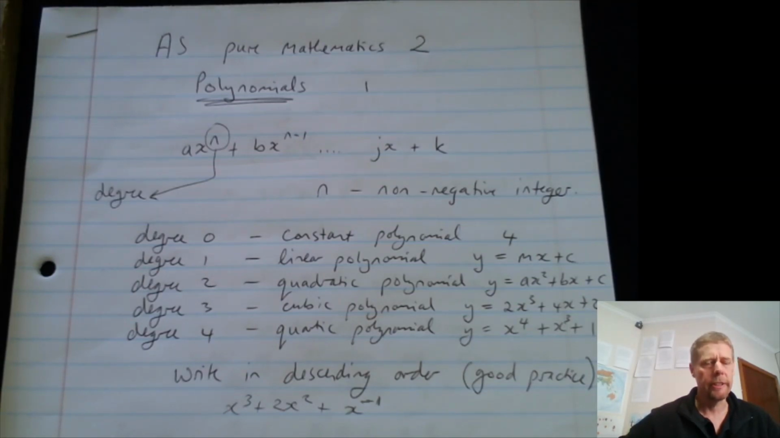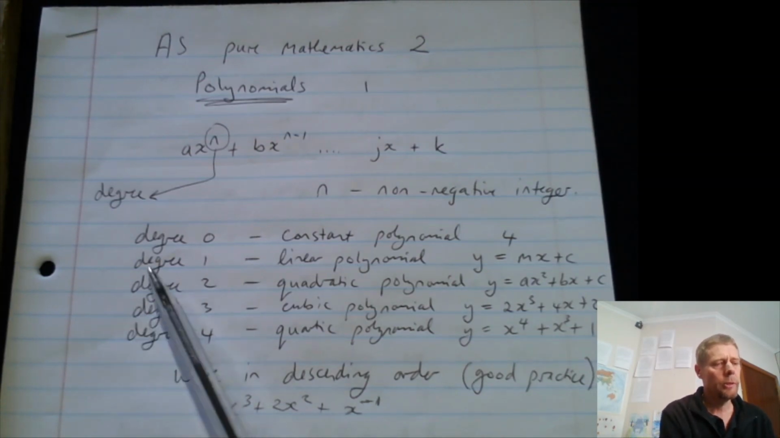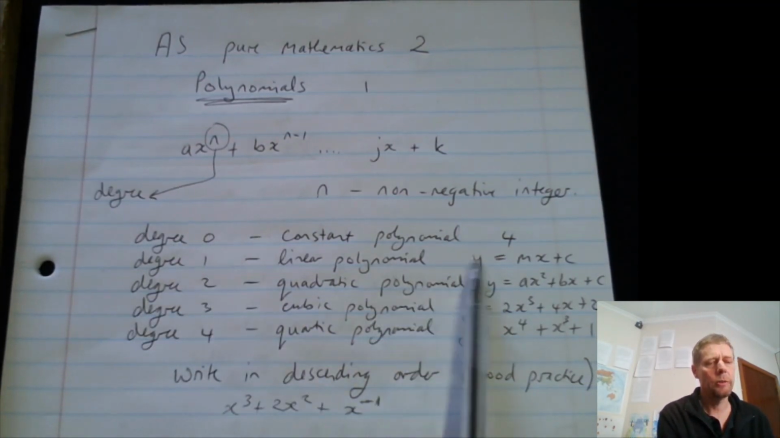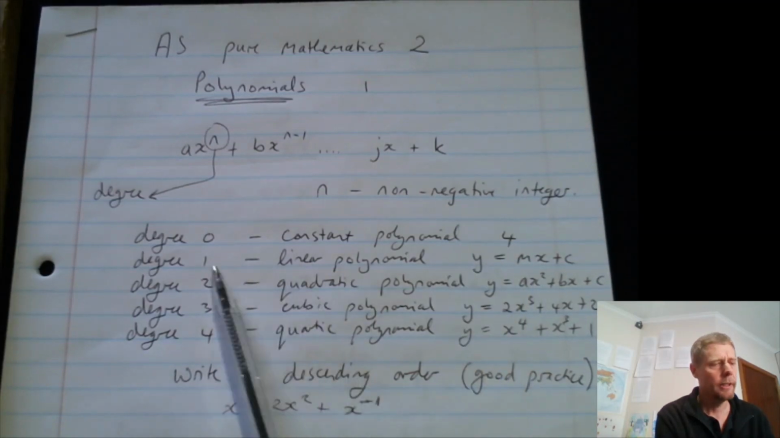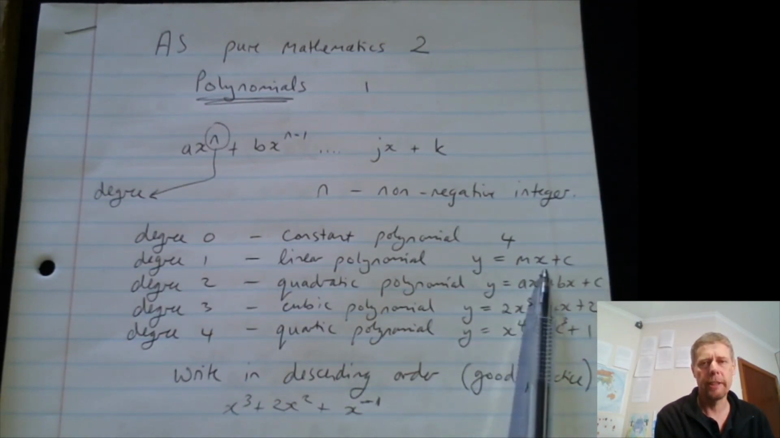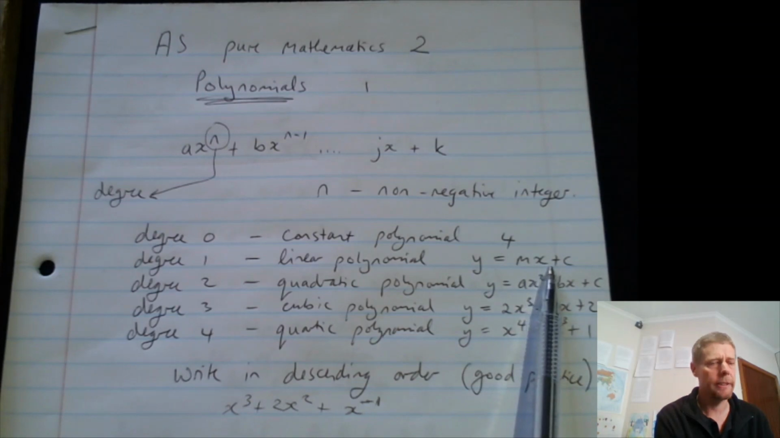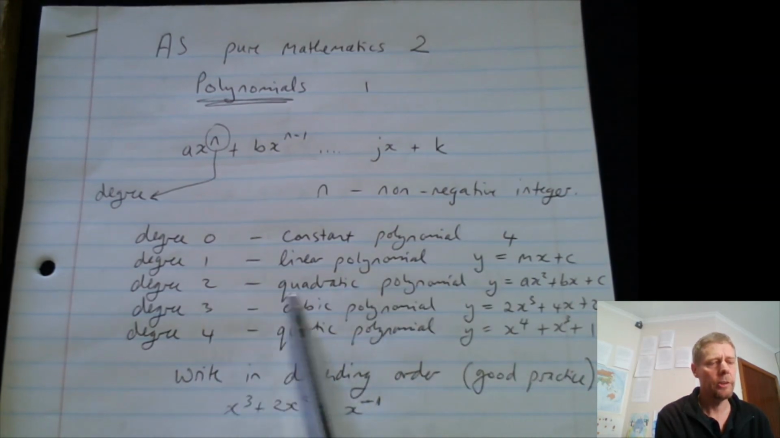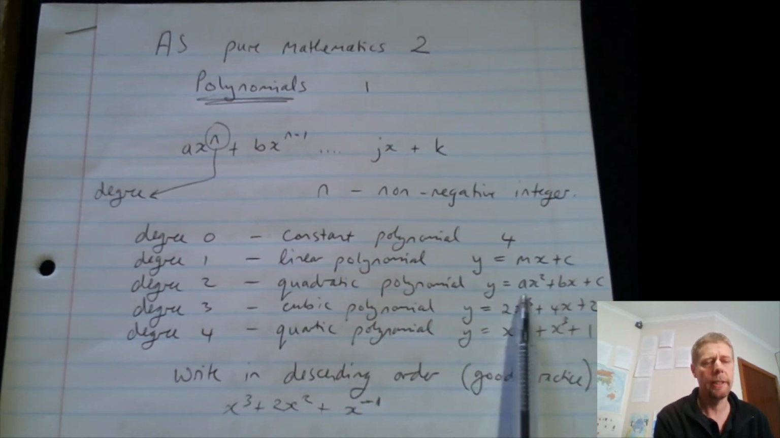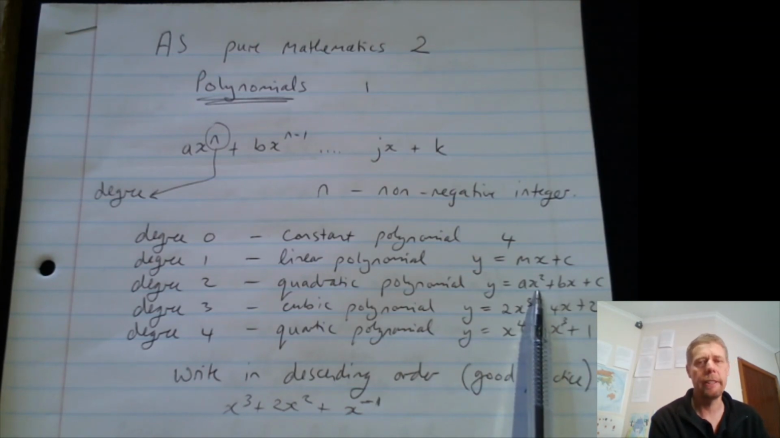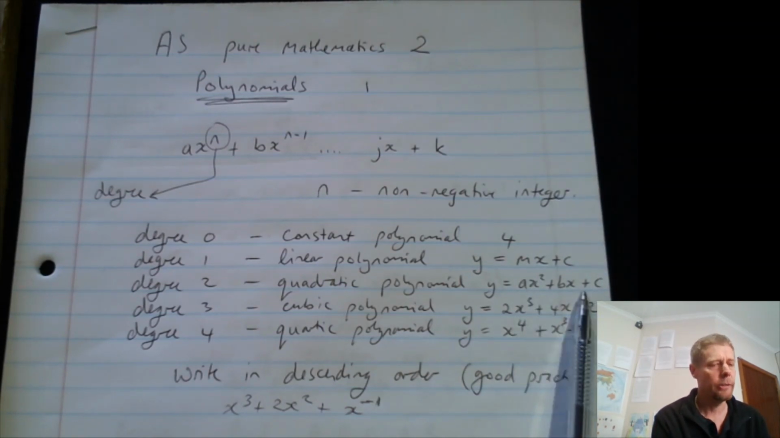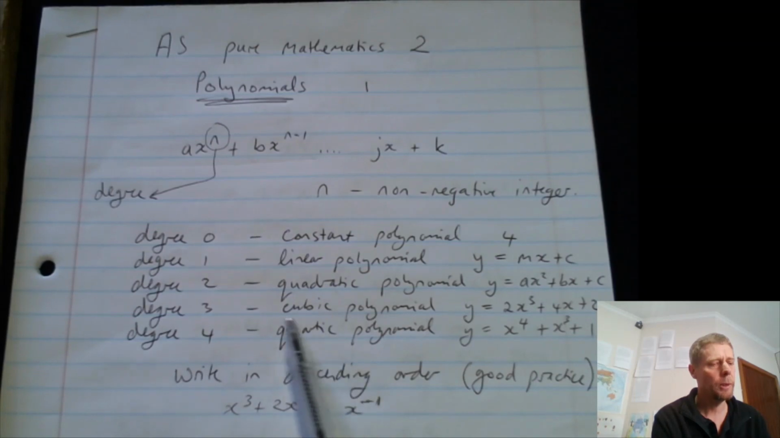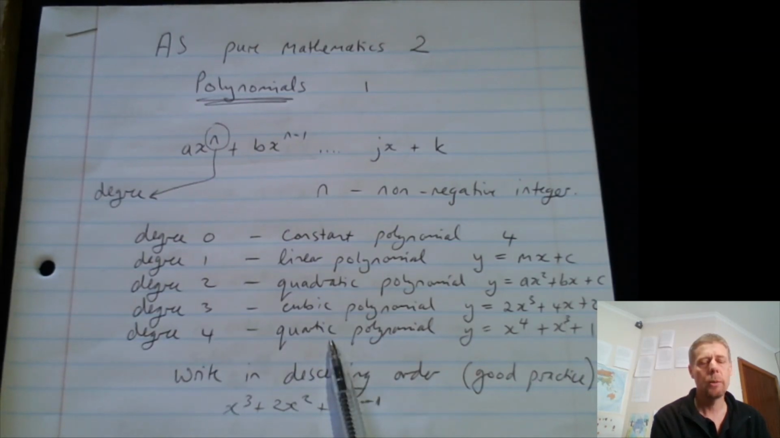It looks quite interesting. Remember, we used polynomials already. Degree 0 would be just a number like 4. Degree 1, that's our old friend, the straight line, y equals mx plus c. And then degree 2, our quadratic polynomial, y equals ax squared plus bx plus c. We've used that a lot, finding roots, etc. Then you get a cubic one, which is degree 3, quartic, degree 4, and so it goes.